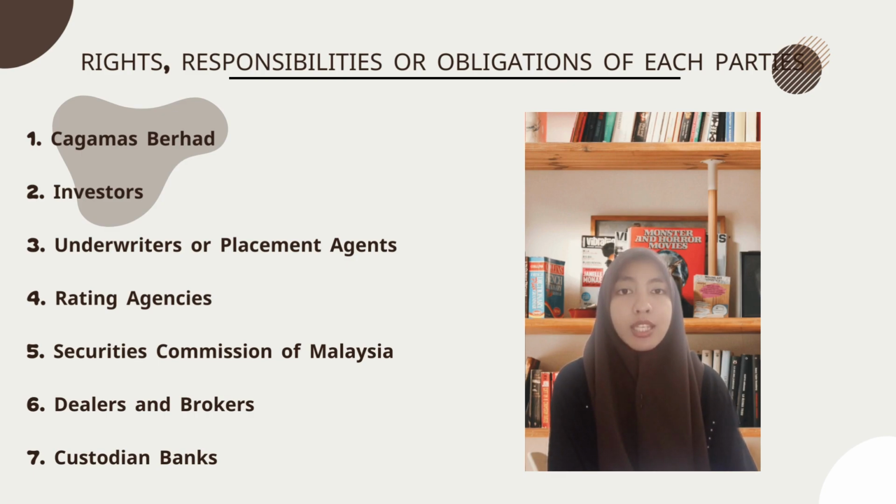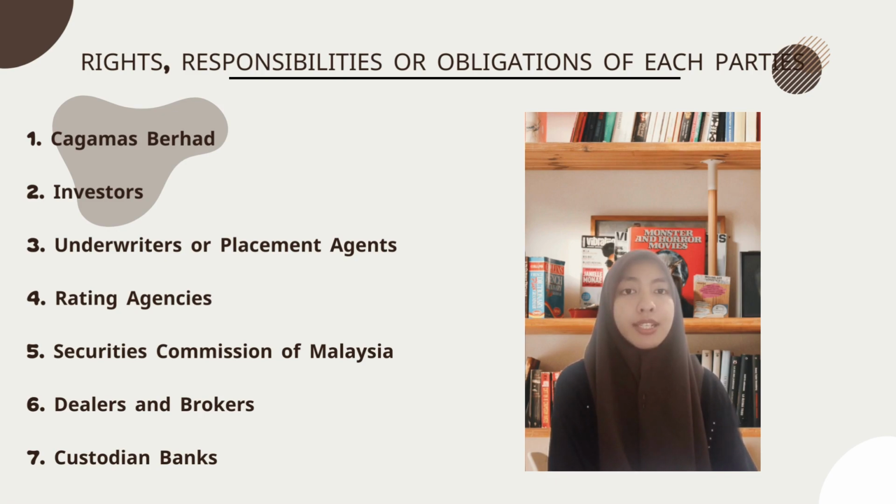Next is rating agencies. Right to conduct independent assessment of the creditworthiness of the commercial paper. Right to assign ratings based on their evaluation, providing investor with information to assess the risk associated with the papers. Fifth parties are Securities Commission of Malaysia. They got right to regulate and oversee the issuance and trading of commercial papers, right to set guidelines and regulation to ensure transparency, investor protection, and the proper functioning of the commercial paper market.